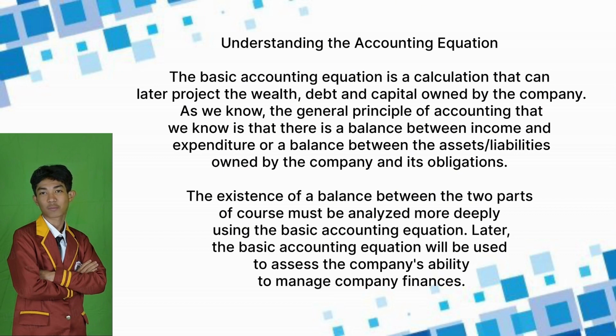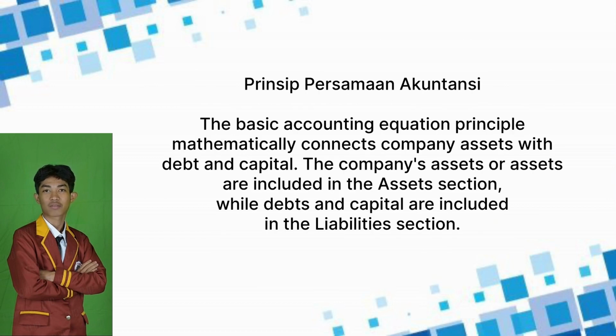As we know, the general principle of accounting is that there is a balance between income and expenditure, or a balance between the assets or liabilities owned by the company and its obligations. The existence of a balance between the two parts must be analyzed more deeply using the basic accounting equation, which will be used to assess the company's ability to manage company finances. Principle of the accounting equation: the basic accounting equation principle mathematically connects company assets with debt and capital. The company's assets are included in the assets section, while debts and capital are included in the liabilities section.